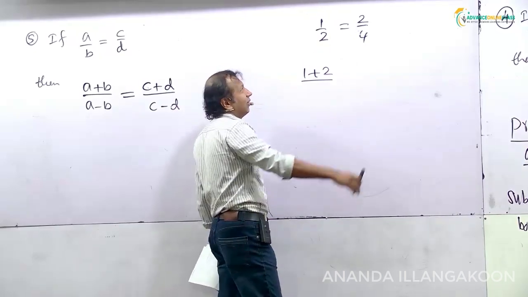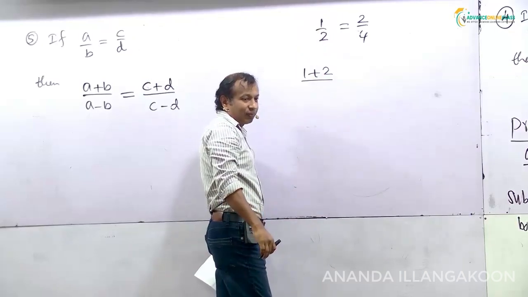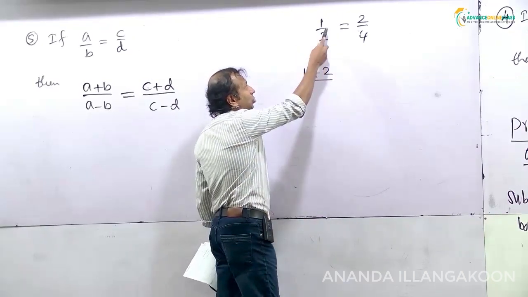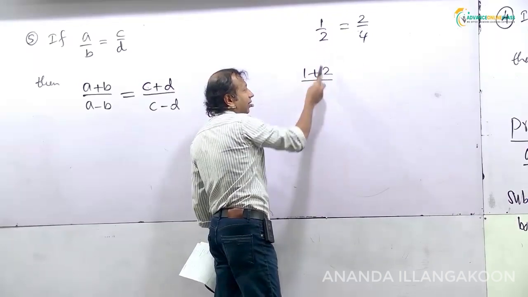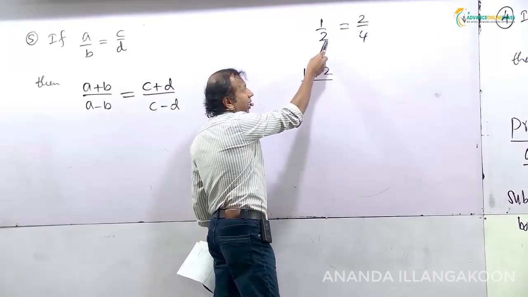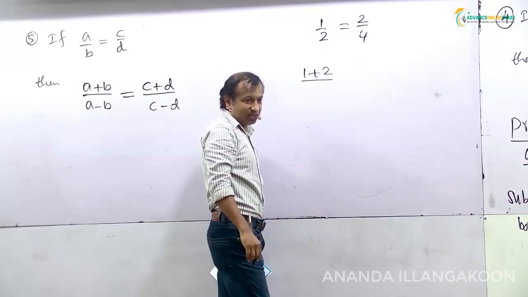The upper one above the line we write how? Adding this to numerator. How to write below the line? Subtracting this from numerator. What is that? 1 minus 2. Yes.